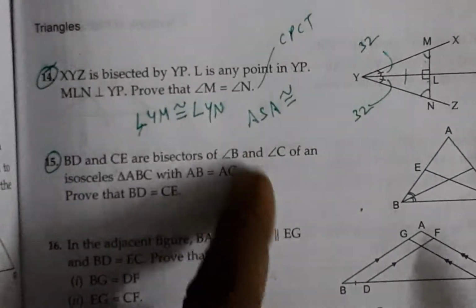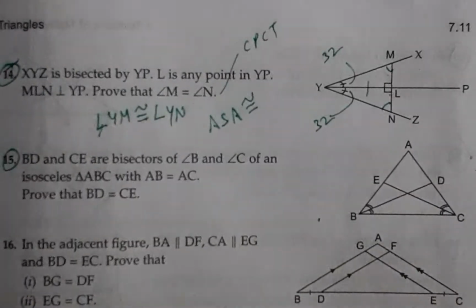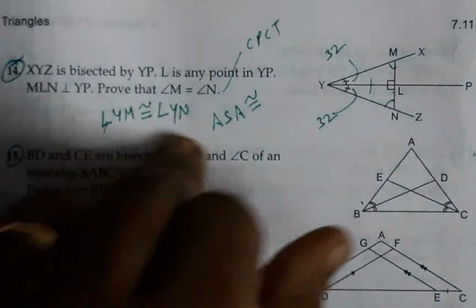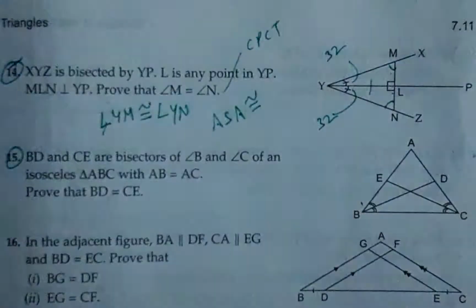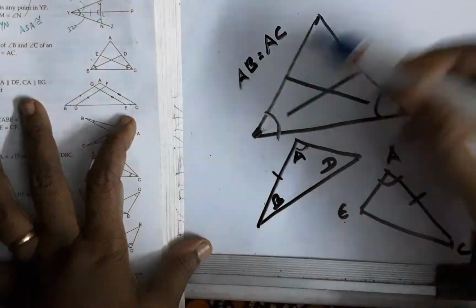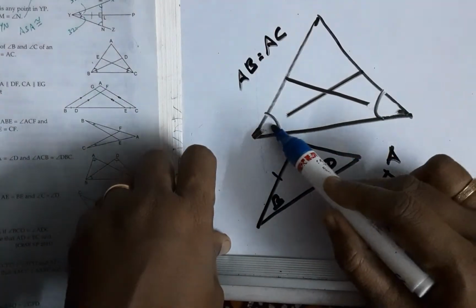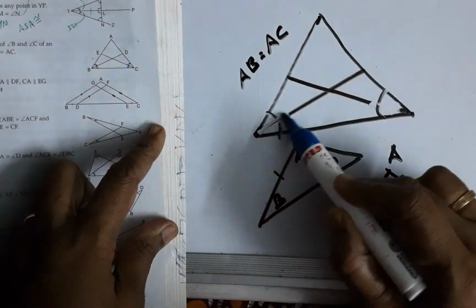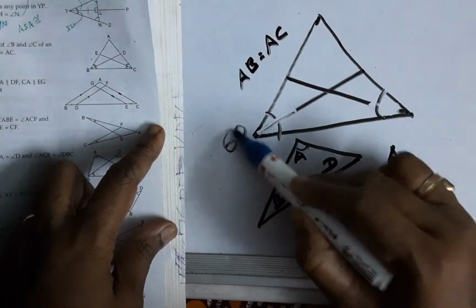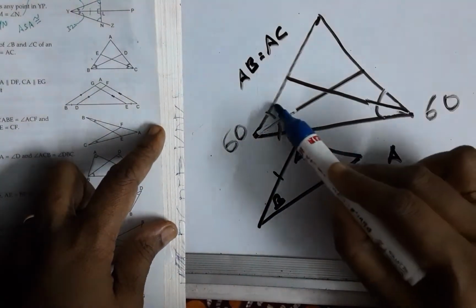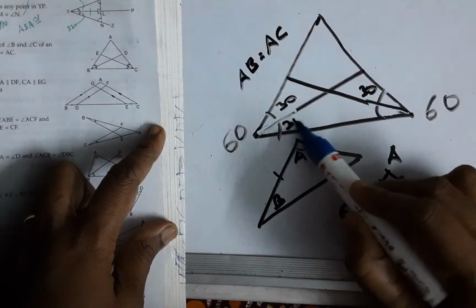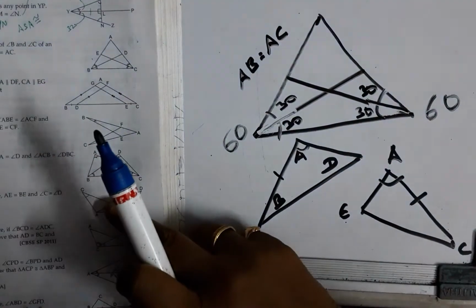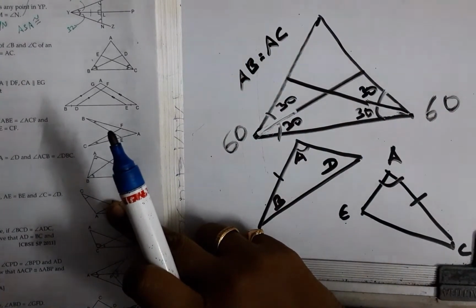All these problems are very easy and quick-fix problems. All you need to do is train your eye to check the congruencies and arrive at the conclusion, and then the answer will always be the CPCT. For an isosceles triangle, when AB equals AC, my base angles will be equal. Now once the base angles are equal, if this is 60, this will be 60, and if I bisect, this will be 30 and this will be 30. That is it. And these being equal, each of the angles will be 30. Keep this in mind for the congruency.